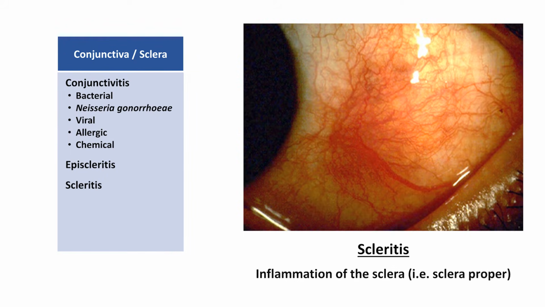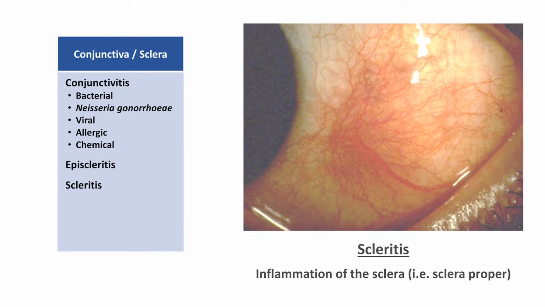Scleritis is inflammation of the sclera proper or scleral stroma. This is more painful and can compromise vision. Scleritis and episcleritis can visually look very similar on exam. The distinction between the two relies on the presence and severity of pain, the acuity of onset, whether the engorged vessels can be moved with light pressure from a cotton bud, and the effect of topical phenylephrine and/or topical anesthetics.